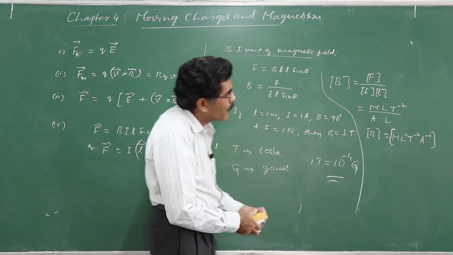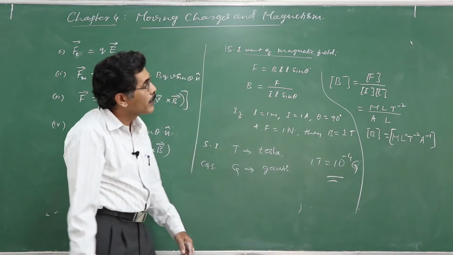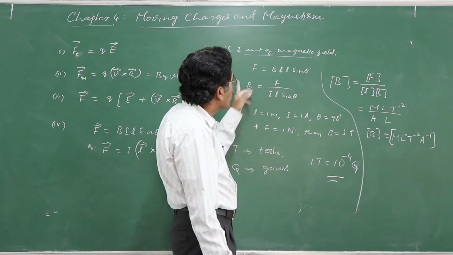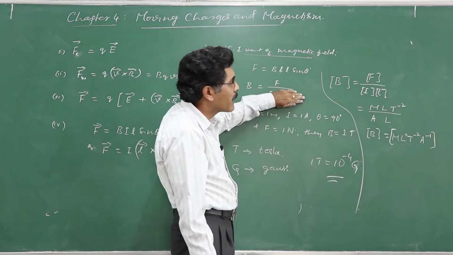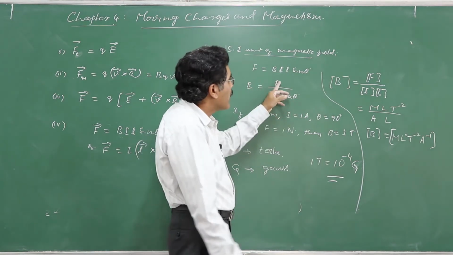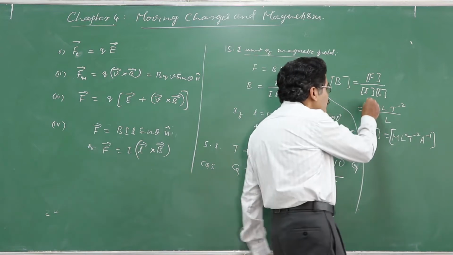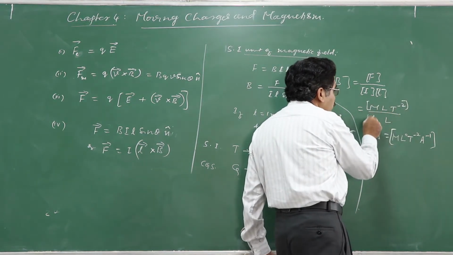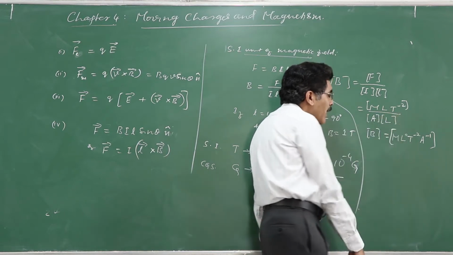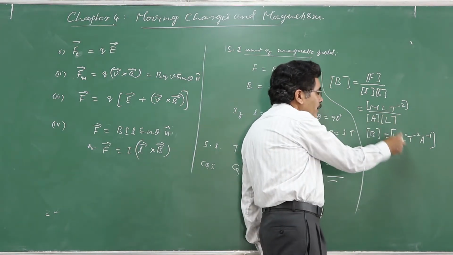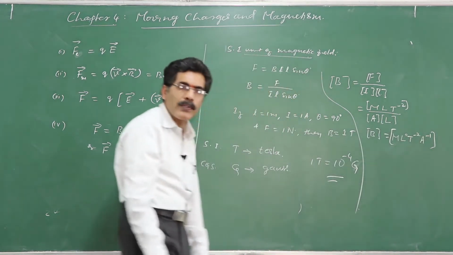Please check it up, and if any mistake is there, correct it. I have taken the equation B is equal to F by IL sin theta. Forget about sin theta because it's a number. I take the dimension for force, MLT power minus 2, which is known to you. The dimension for current is ampere. The dimension for length is L. Therefore L power 0, T power minus 2, A power minus 1. This is the dimension.